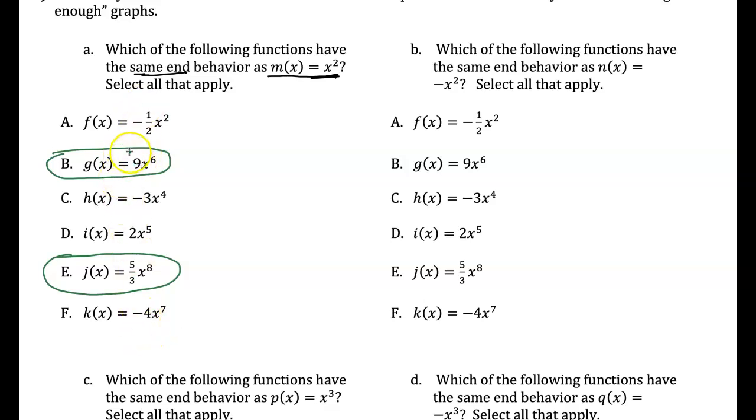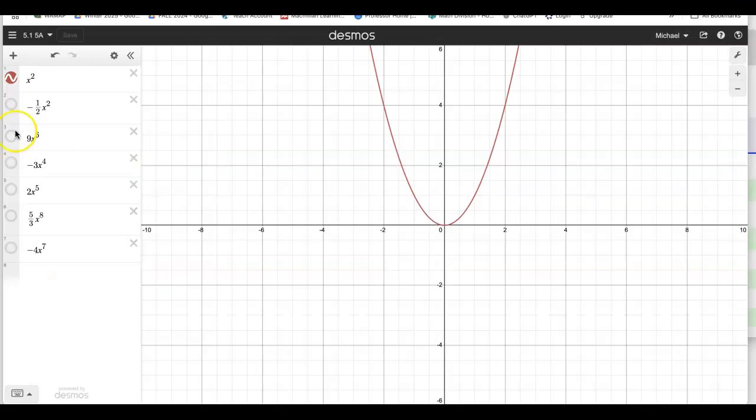So the only two functions that will have the same end behavior as x squared are 9x to the 6th and 5/3 x to the 8th. Now we can explore this by graphing in Desmos. You can see in this graph we have x squared graphed, right? And if you look at negative 1/2 x squared, you'll see it's inverted, so it doesn't have the same end behavior. In x squared, we're going to positive infinity on both sides.